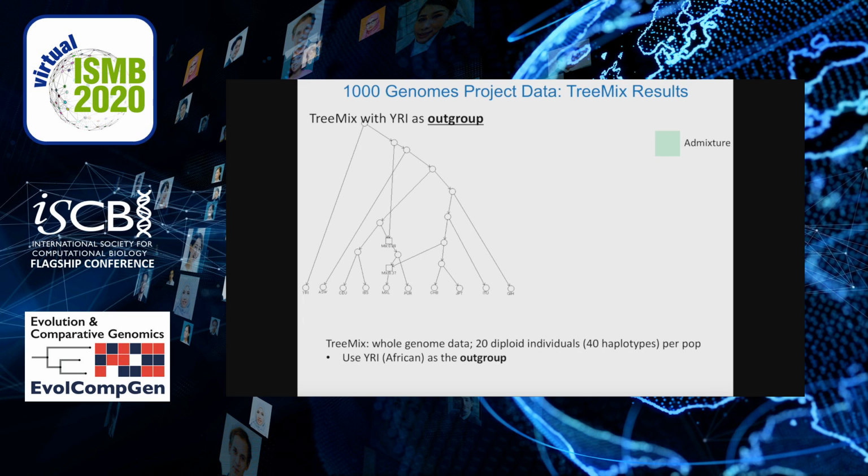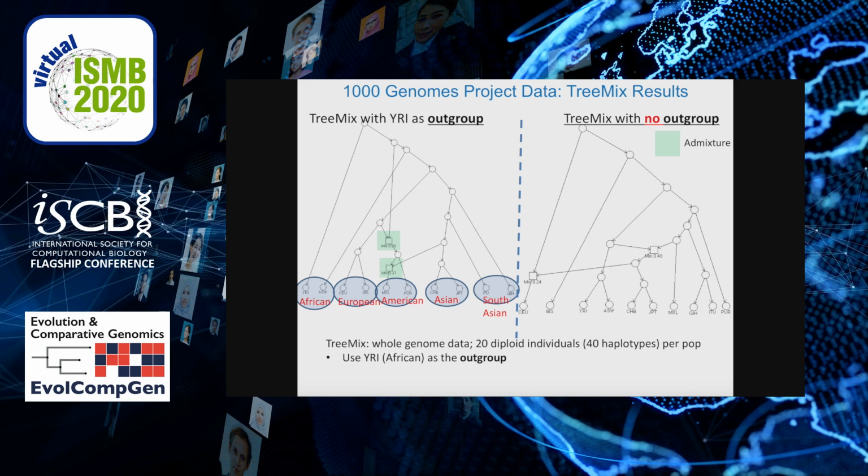Now I compare TreeMix on the 1000 Genomes Project data. I first use TreeMix with an African population as the outgroup. The results are shown on the left. Just as before, the 2 populations from the same superpopulation tend to cluster together, and also the 2 admixture events affecting the American populations are as expected. Here I run TreeMix with whole genome data and with 20 individuals. That is 40 haplotypes per population, which is much larger than that given to GTMX.